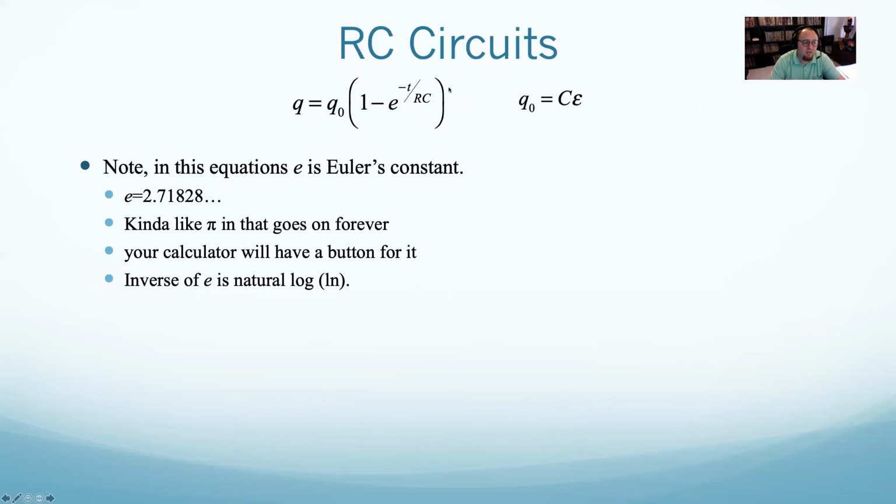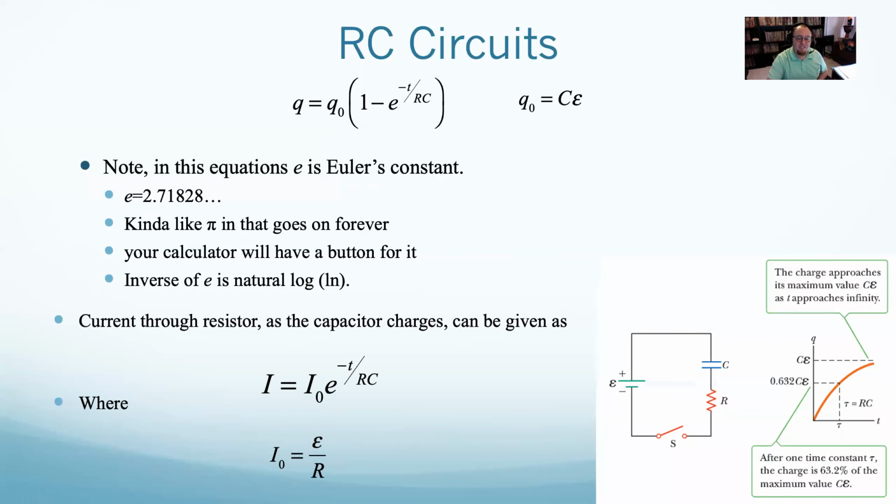Likewise, we could say as the charge goes up in a capacitor, the current through the resistor is actually going to drop. And the current through the resistor as a function of time will be given by this equation.